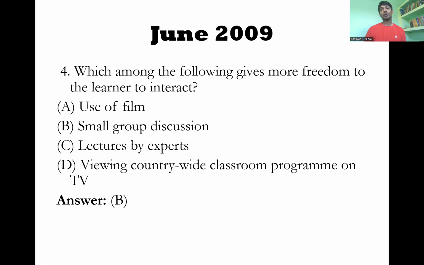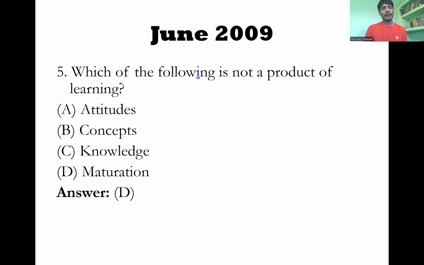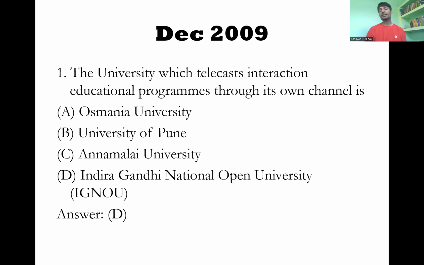Which among the following gives more freedom to the learners to interact: use of film, small group discussion, lectures by experts, or viewing a country-wide classroom program on TV? Group discussion is always the most important aspect. And which of the following is not a product of learning? Attitude, concept, knowledge, maturation. So maturation. December 2009: the university which telecasts interactive educational programs through its own channel is... That is a different type of question. It is a higher education type of question, but it was part of that aptitude test, and the answer is D.